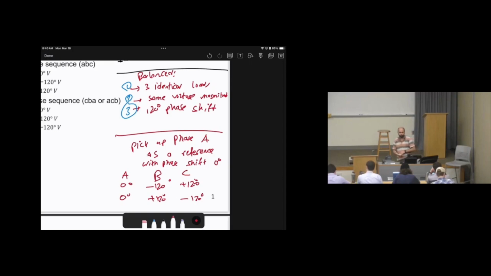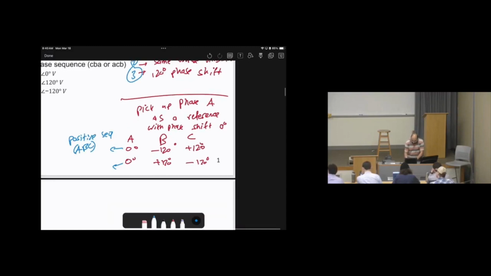Which one is correct? Which one are we using in real life? Actually both. How can I distinguish which one we are using? The first sequence is called positive sequence, or in other words, ABC sequence. The other sequence is called negative sequence, or in other words, it can be called ACB.